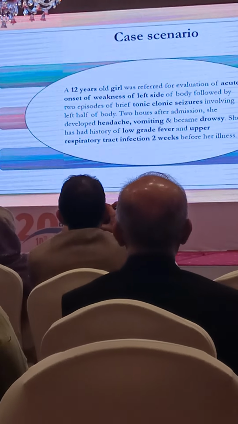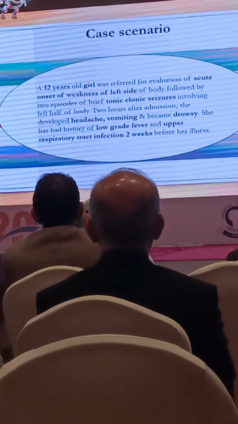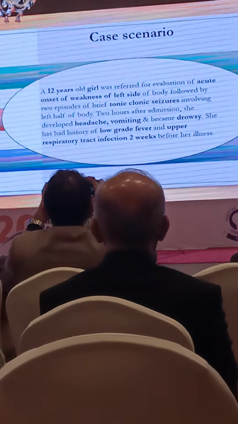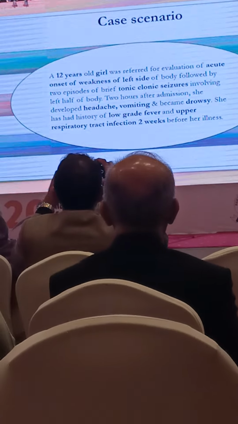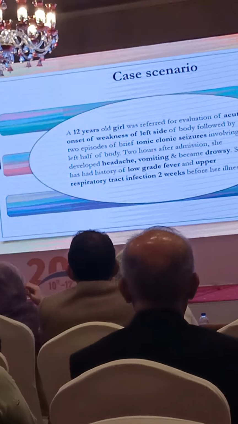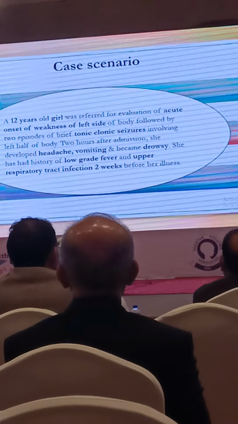Let's start with this case scenario of a 12-year-old girl presenting with sudden onset of one-sided weakness along with focal fits. This was followed by signs of raised ICP in the form of headache, vomiting, and drowsiness. And there was a history of previous upper respiratory tract infection 2 weeks back. This is a common case scenario routinely encountered by pediatricians.